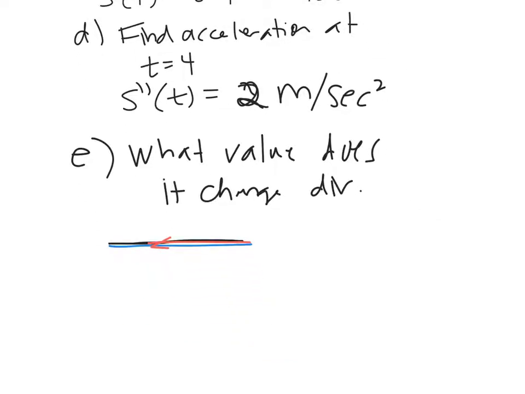You set that equal to 0, because that's when your velocity is 0, right? If you're going in reverse, then you have to stop, and then you go forward, right?